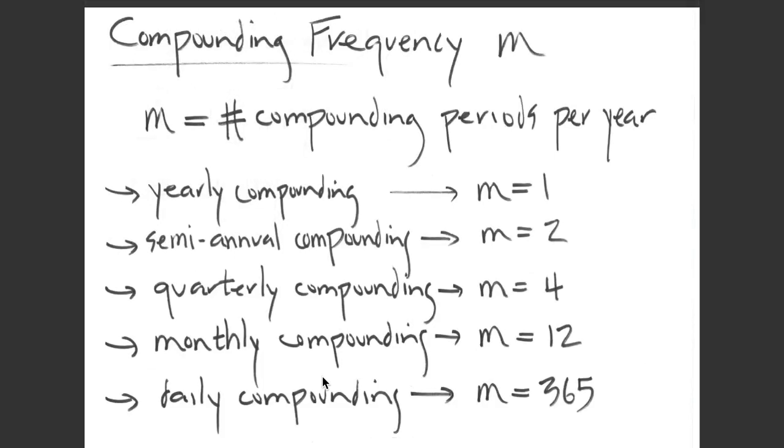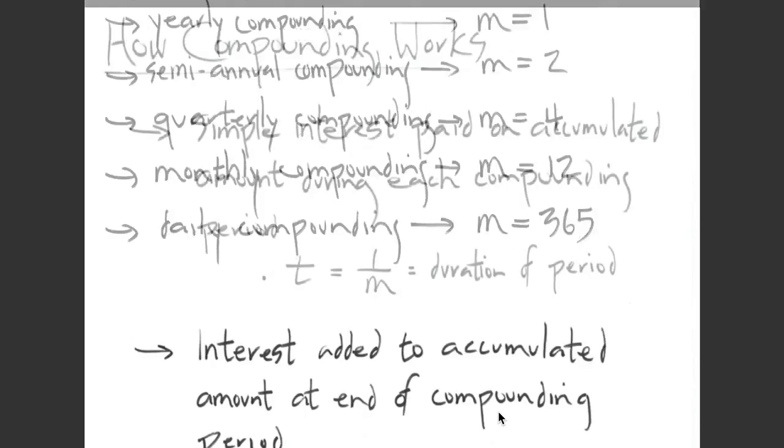So associated with this is this idea of the compounding frequency, which we denote by the letter M. So M is just the number of compounding periods per year. For yearly compounding, that would be 1. For semi-annual compounding, it would be 2. For quarterly compounding, we'd have M equal 4. Monthly compounding, M would be 12. And daily compounding, M would be 365.